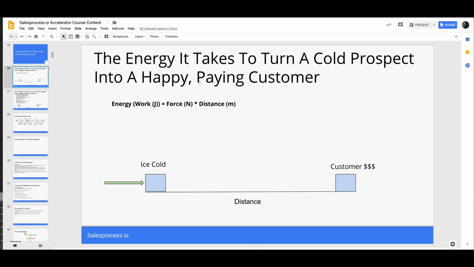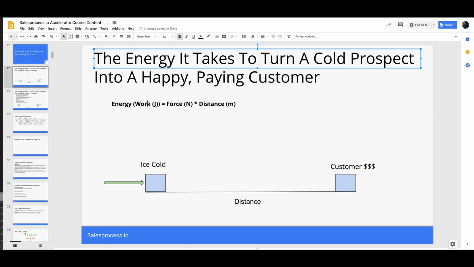Now, most people have no idea how much energy it takes to turn a cold prospect into a happy paying customer. I'm talking ice cold. They don't know you from a hole in the wall. They never heard of you. They never heard of your product. They don't know anything about you. And then all of a sudden, in the shortest amount of time possible, they are a happy paying customer. Now, in order to take this ice cold prospect to a happy paying customer, it requires a ton of energy input.